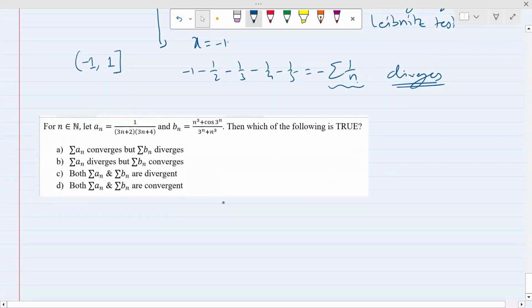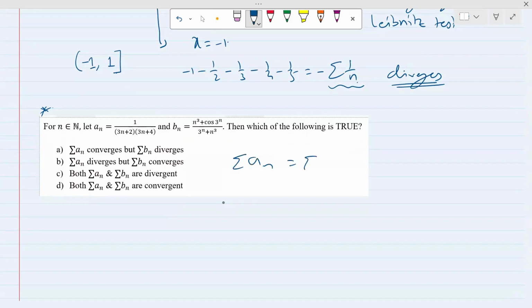Now here we don't want to find any limit of that infinite series, but we would like to guess which one is convergent and which one is divergent. So summation an, with an equal to 1 upon 3n plus 2 into 3n plus 4. This series, is it convergent or divergent? Convergent, sir. What is the argument for convergence? By comparing with 1 by n square.